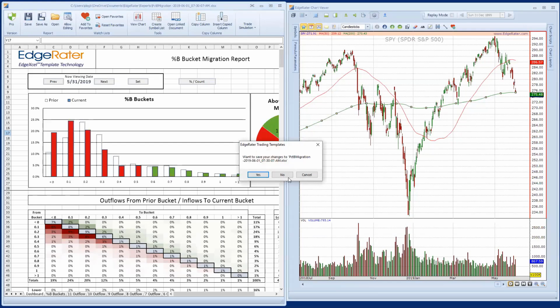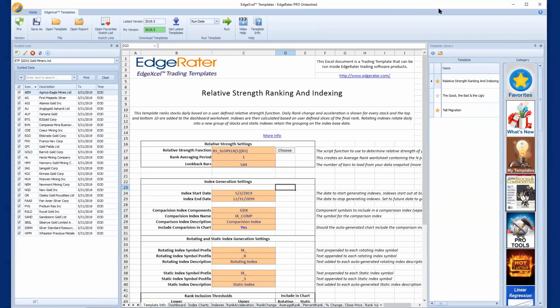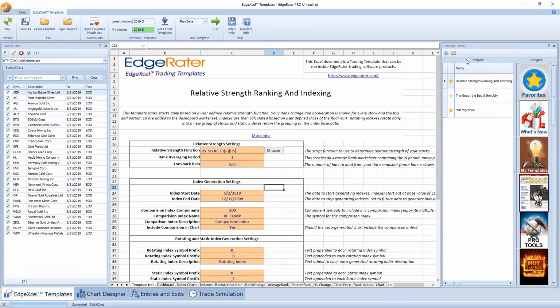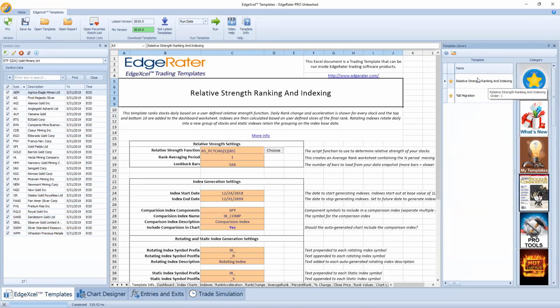Let's get on to relative strength. If you've downloaded the latest template package, you will have seen that within the Pro Tools category, there is a new template called Relative Strength Ranking and Indexing. I've put this in my favorites category because that's what we're going to be talking about today. And I'm just going to make no changes to this, and I'm just going to run the template.